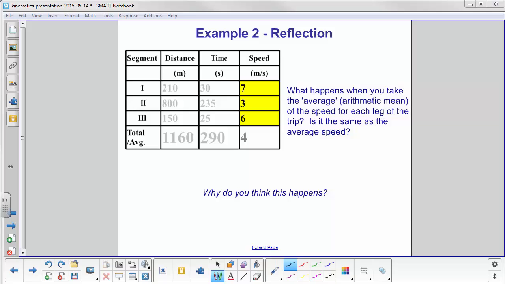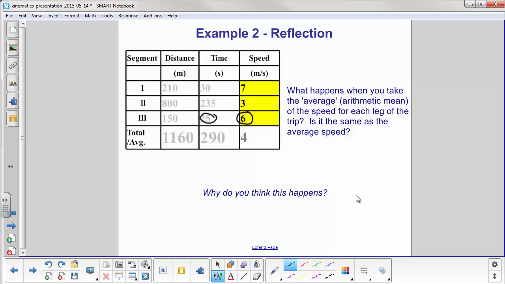This example was a little different than the first one. It proceeded much as the first problem, where we were given a distance, 210 meters here, 30 seconds, filled in these two cells. The second interval was 800 meters at 235 seconds. However, the third one was a little different. They gave us the time over here, 25 seconds, and the speed, which was 6 meters per second.